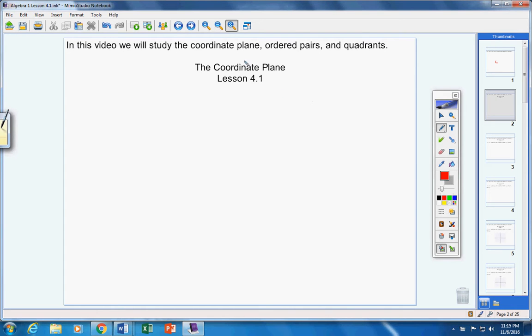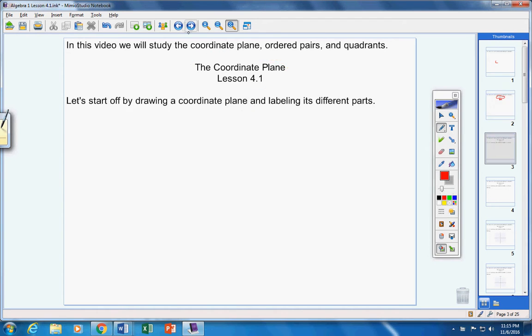Lesson 4.1. Please copy that in your notes. And then be sure and include today's date. Alright? Be sure and include today's date. Let's start off by drawing a coordinate plane and then labeling its different parts.